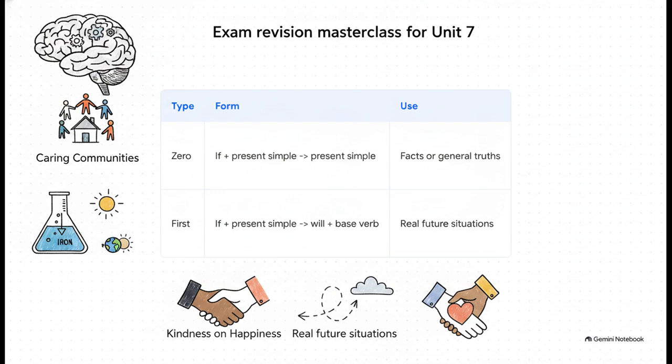Now contrast that with the first conditional. We use this when we are talking about real, highly possible situations in the future. The form shifts just a bit, if plus the present simple tense, but the main clause becomes will plus the base verb. For example, if you notice someone's kindness, you will make them happy. It hasn't happened yet, so it's not a timeless fact, but it's a very real possibility for the future.